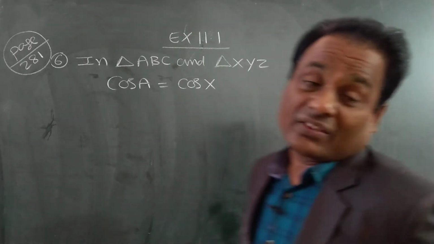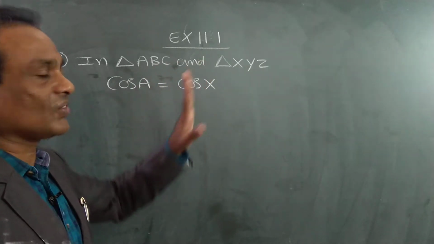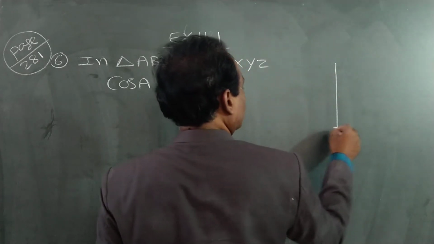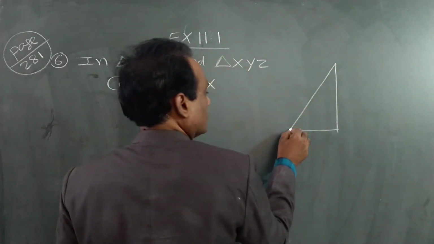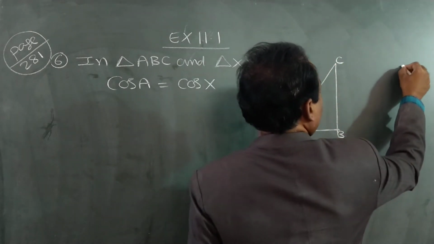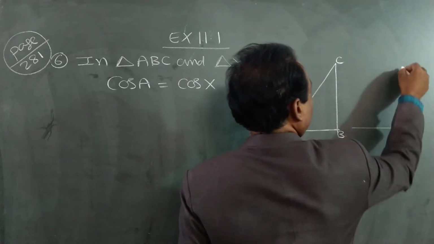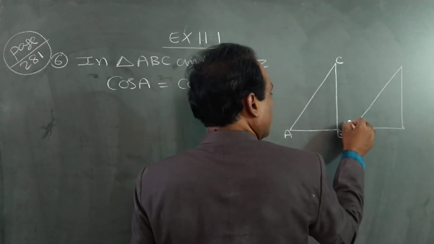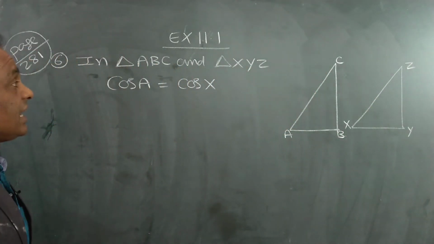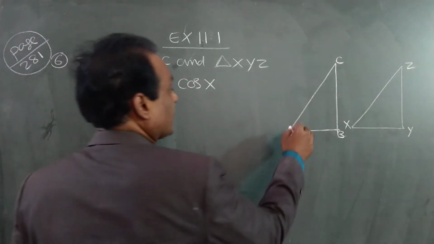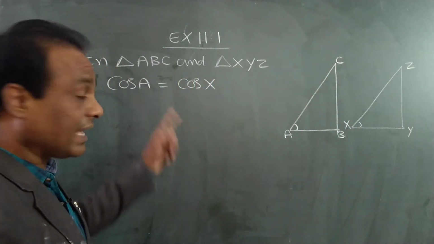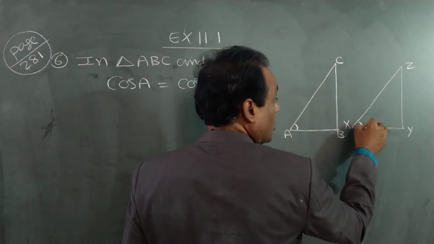So I will draw triangle ABC and triangle XYZ, 2 triangles. Now I am going to draw the 2 triangles. See here. A, B, C. X, Y, Z. A, B, C, X, Y, Z. A and X are acute angles. So we are discussing these angles. In this triangle we are discussing angle A, and in this triangle we are discussing angle X.